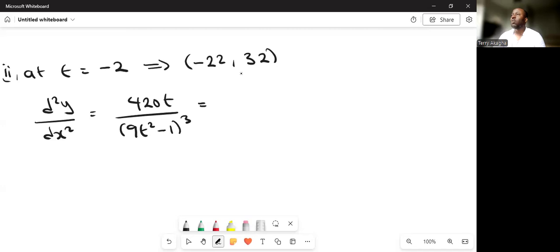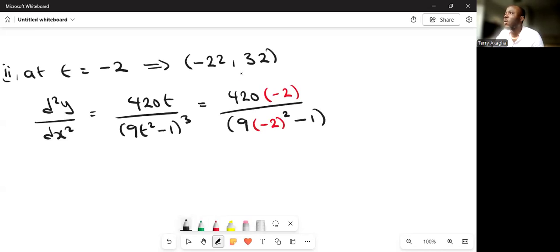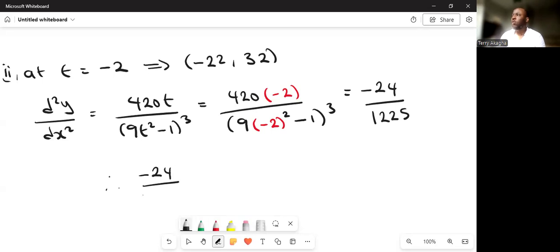So we're going to substitute t is equal to minus 2. So it's going to be 420 times minus 2, divided by, into bracket 9 times minus 2 squared minus 1, all raised to the power 3. And when you press your calculator for that, it's going to give us minus 24 over 1225. So minus 24 over 1225 is less than 0. And because it's less than 0, it means it's a maximum point.